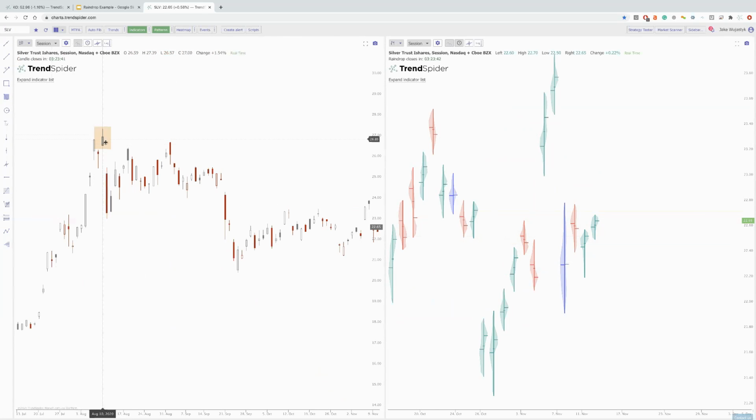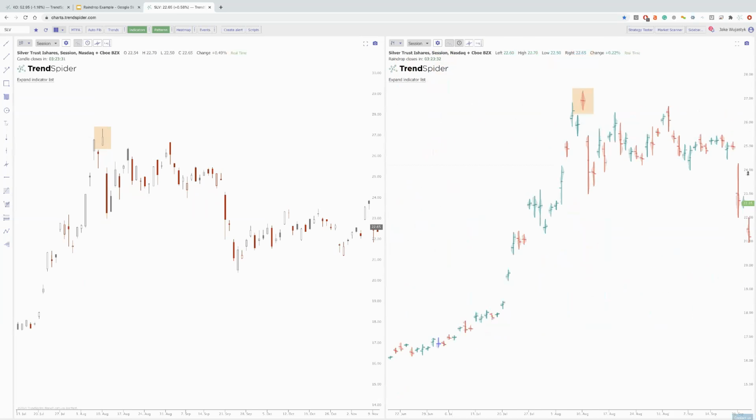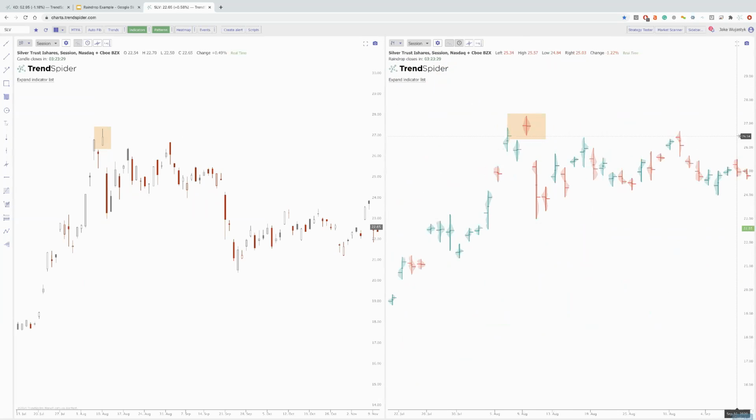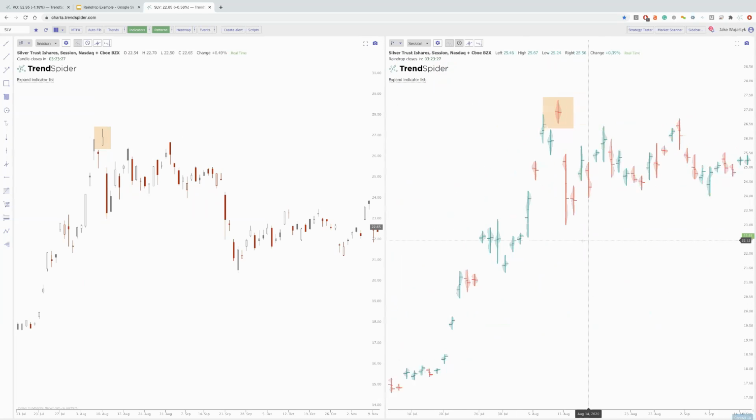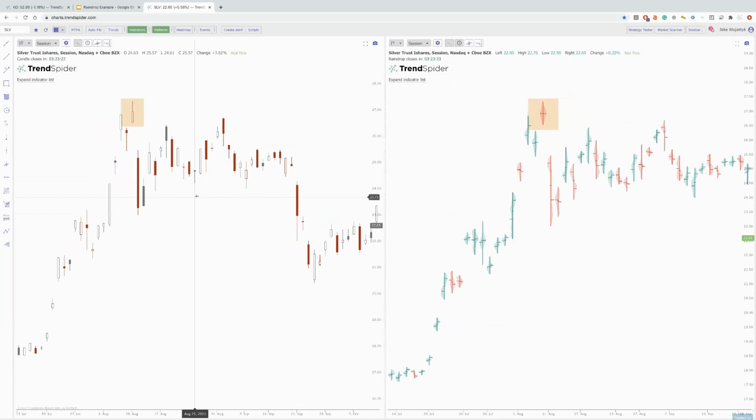And so what you could see here is this hollow candle, which tells us that the close is higher than the open, and we closed above the previous day's close. But then you go to the raindrop, and you'll see that this actually was a red raindrop. So you're able to see, okay, sure, the regular candle is showing that the close was higher than the open, but the red raindrop is showing us that actually there wasn't as much strength as you'd think.